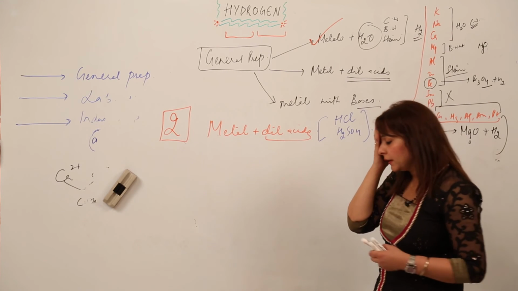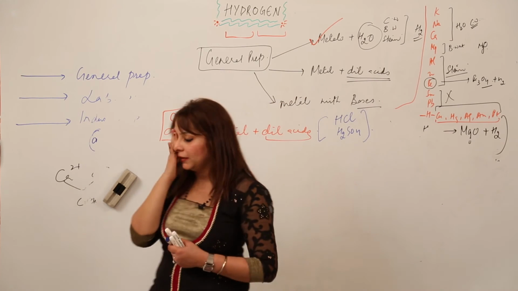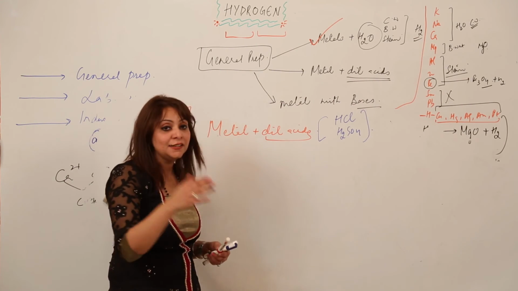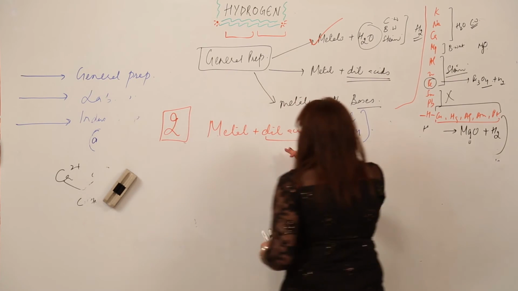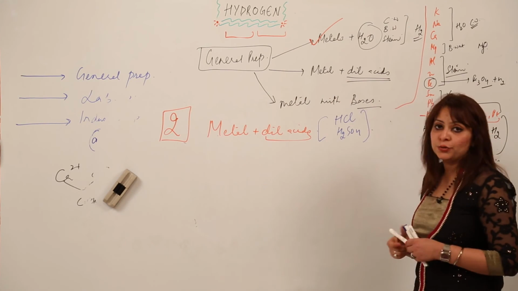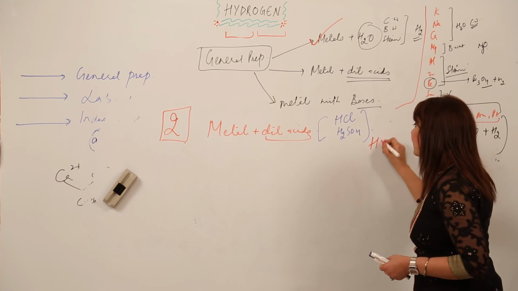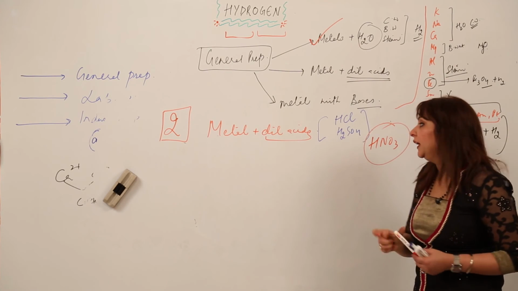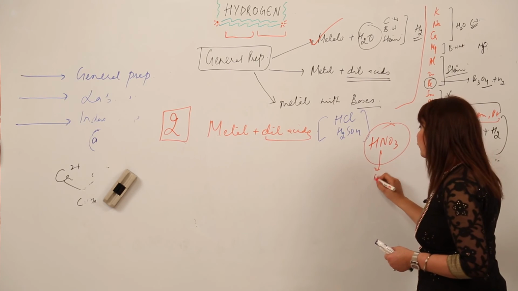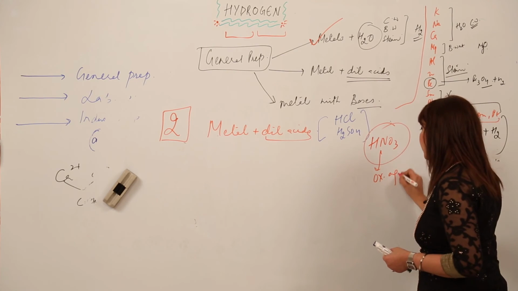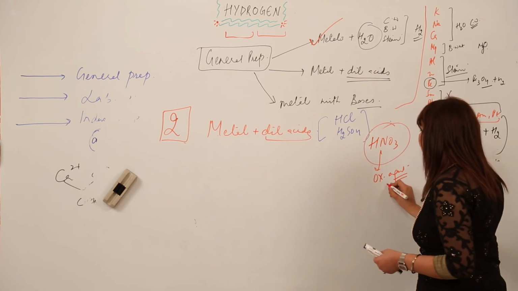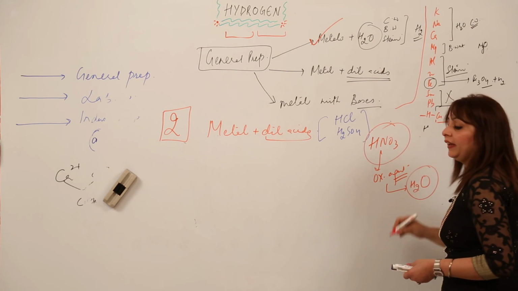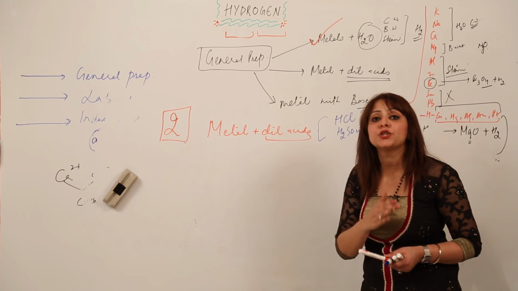One question is just coming in my mind, I can't stop myself from telling you, because that is an important question. In this case, we use dilute acid HCl and H2SO4. Don't ever use HNO3, right? Because the reason being, HNO3 is a strong, powerful oxidizing agent. So what does it do? It just oxidizes the hydrogen produced into H2O. So we get H2O instead of H2.